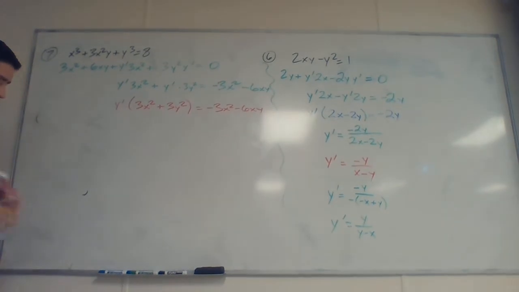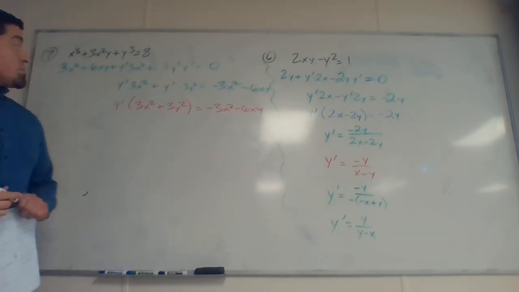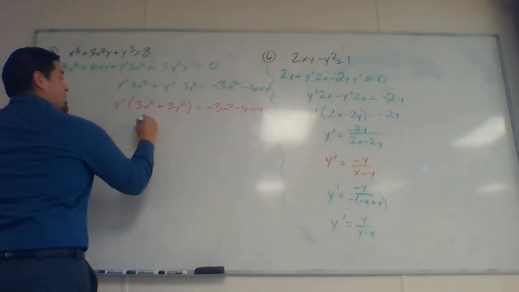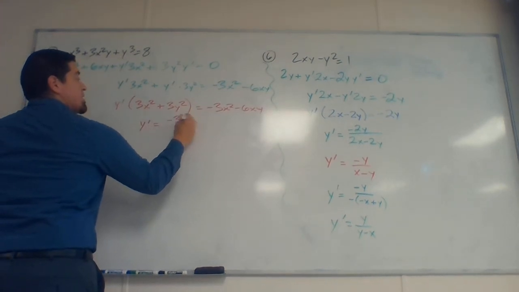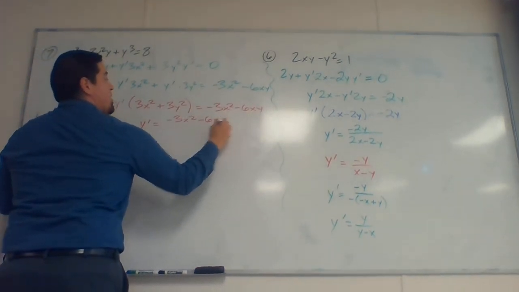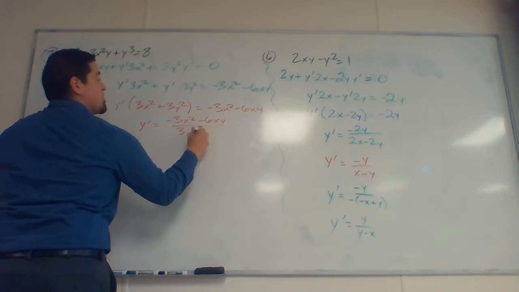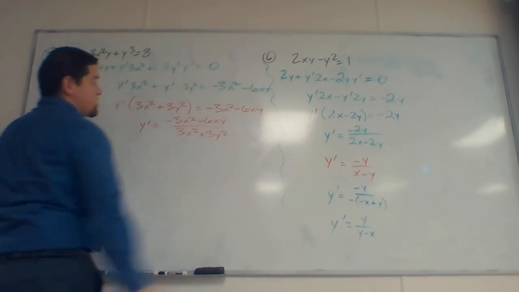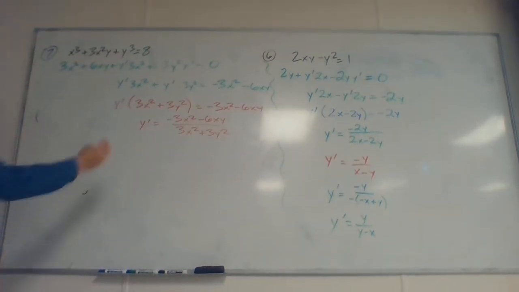Okay, then what? You divide by the stuff inside the parentheses and leave the y prime by itself on the left side of the equation. Okay, I'll take that. Minus 6xy over 3x squared plus 3y squared. And that's your derivative, or in other words, dy dx, right?